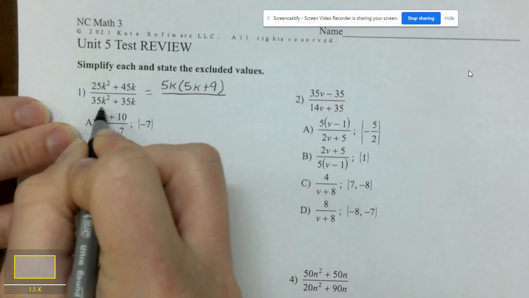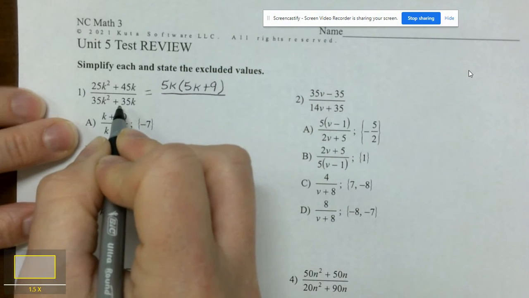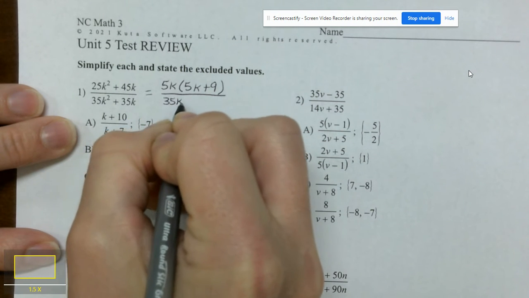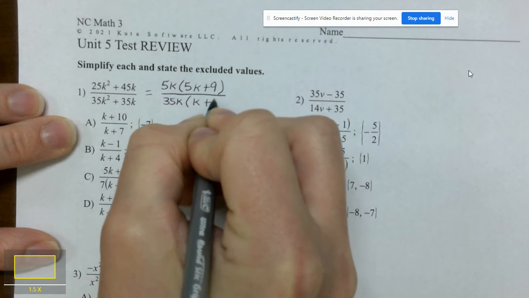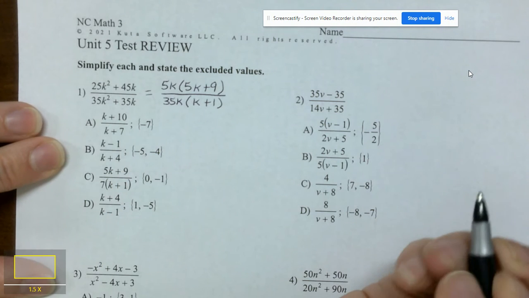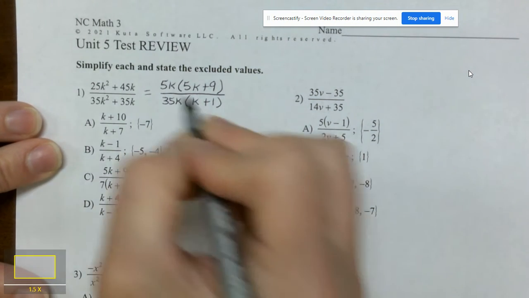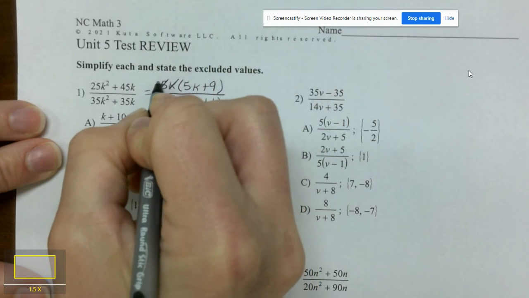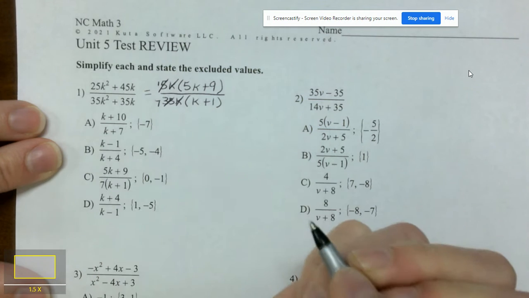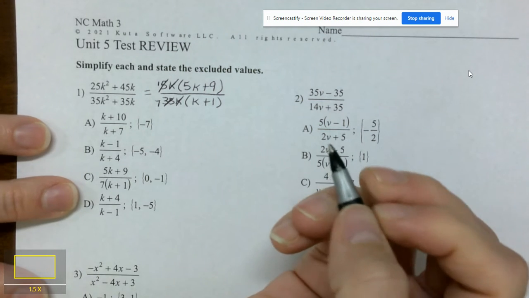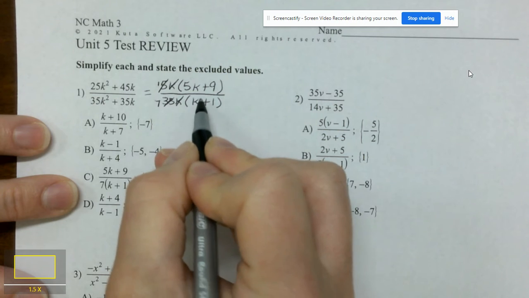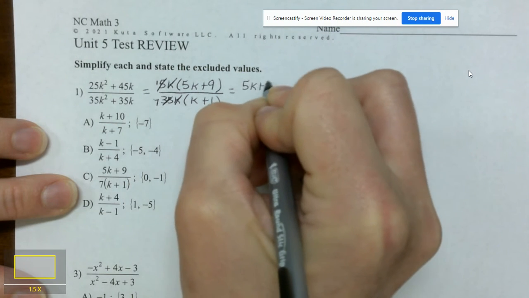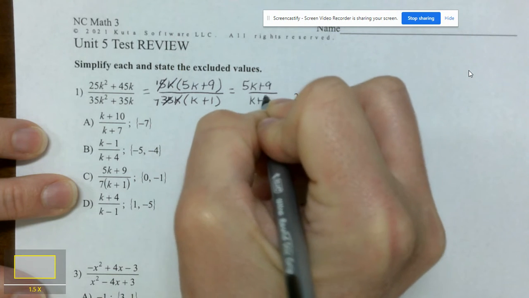And we do the same thing in the bottom. We look and see if there's anything they have in common that we can take out. And there is. That would be a 35k, which would leave us with k plus 1. Now, we see if we can cancel out anything. Our k's will cancel. And then 5 and 35, 5 will become 1, and 35 will become 7. So that is all the simplifying we can do because these two parentheses are not the same. So this is going to be equal to 5k plus 9 over k plus 1.